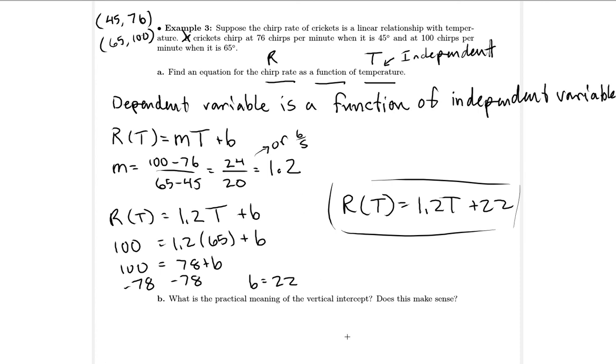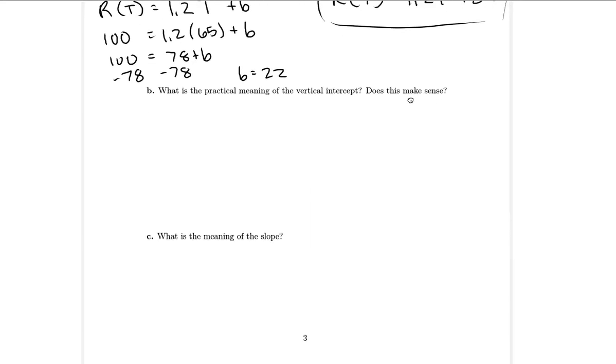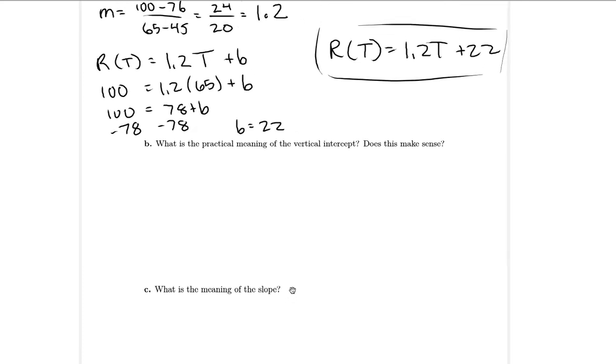Now part B asks for the practical meaning of the vertical intercept, and it asks if it makes sense. And then it asks for the meaning of the slope. What I really encourage you to do here is pause the video and try both of these interpretations. Interpreting the vertical intercepts and the slopes seems fairly straightforward, but when you have a blank piece of paper in front of you and you have to come up with it yourself, maybe it seems a little more challenging. So forcing yourself to really think it through is important here. Go ahead and try that.